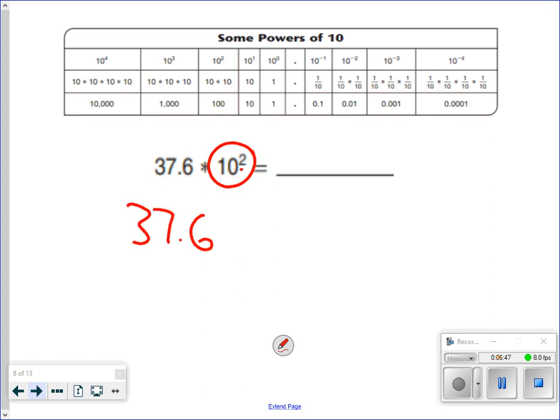37.6 times 10 to the second power. I'm going to move this decimal 2 spots. 1, 2. So my answer is 3,760.